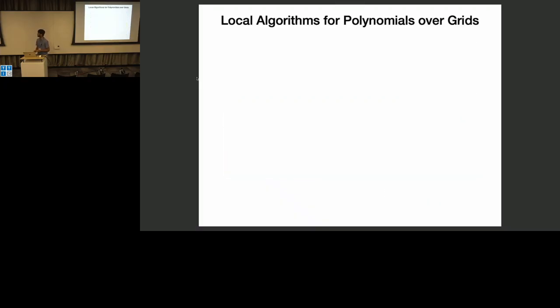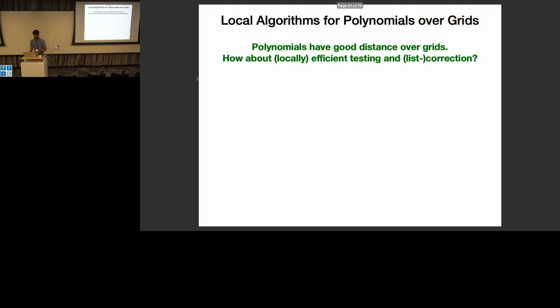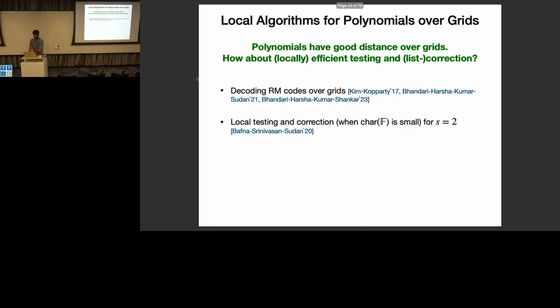So in this talk we'll be looking at local algorithms over grids. As quick motivation, the idea is that polynomials have good distance over grids, as we saw from the previous slide, and the whole goal of our work is to understand the testability and local correctability of polynomials over grids. This was initiated by the work of Kim and Kopparty, where they don't really look at local algorithms, they just want efficient decoding algorithms over grids. But the local version of this problem has been considered by Bafna, Srinivasan and Sudan, where they give some local testing and correction algorithms. Some of these only work when the characteristic of the field is small, and these are also over arity 2.